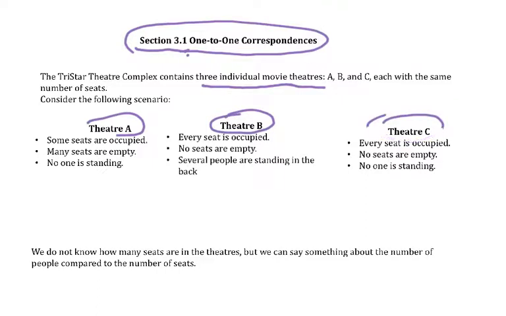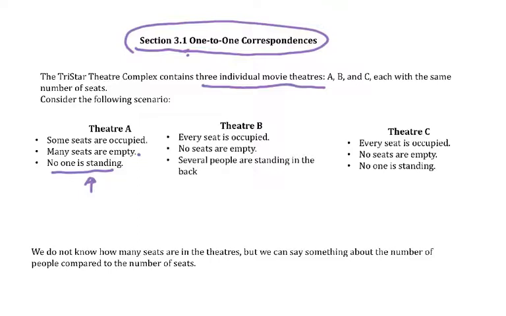And suppose maybe you're at the movie theater and you're going in to look for a friend and you don't know which theater the friend is in. So you have to look in each theater. But you notice something else when you do this. So first you look in theater A, and you notice that some of the seats are occupied, but there are a lot of empty seats, and no one is standing. Okay, you sort of take note of that.